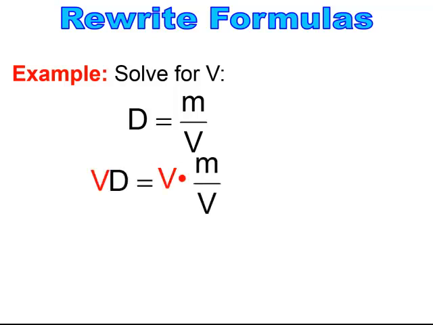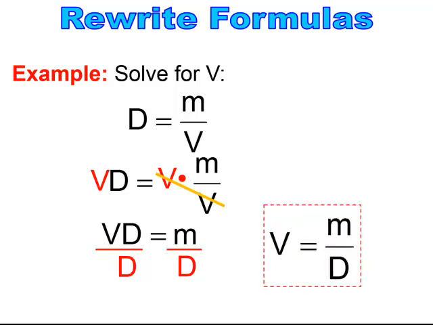So we're going to multiply both sides by the v, and we're going to end up getting vD equals the lowercase m. Now I can solve for v, and to solve for v, I'm going to divide both sides by that capital D. So my new formula here would equal capital V equals the m divided by capital D.